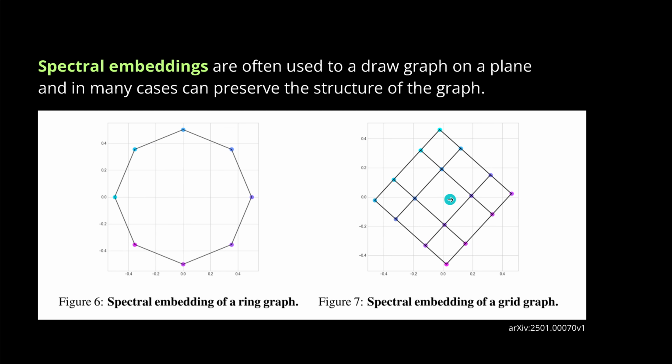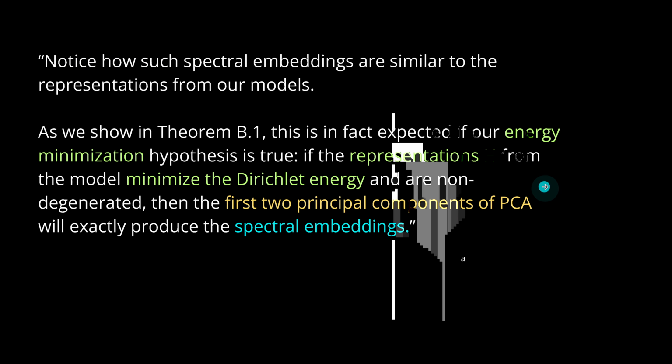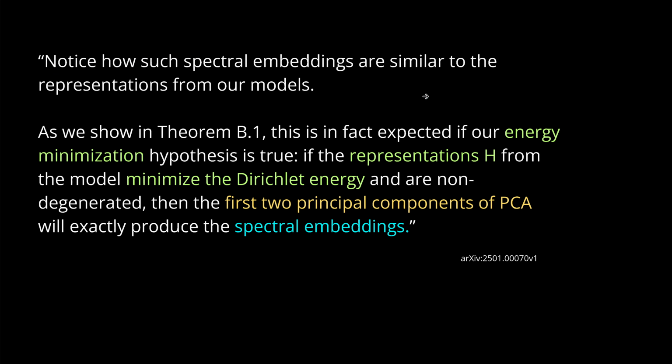But please notice, this is not the embedding that you know from the transformer. This is not an internal representation given by the activation vectors or the tensor weight structures. This is a spectral embedding, something completely different. And Harvard tells us, hey, notice how such spectral embeddings are similar to the representation, see my video 1, from our models. And they have a beautiful theorem, and they say this is in fact expected if our energy minimization hypothesis is true.